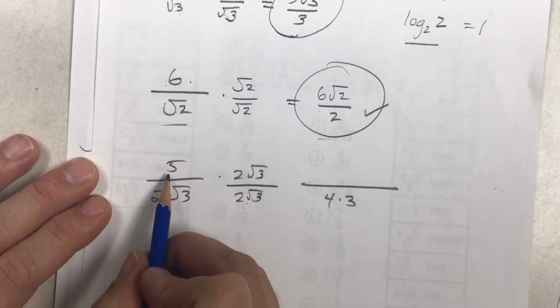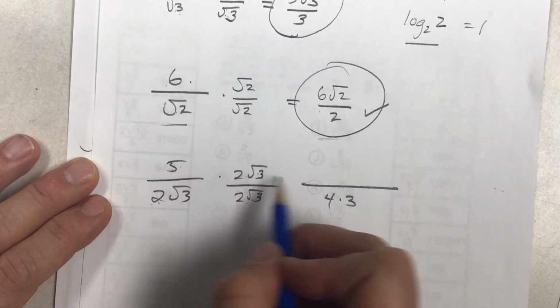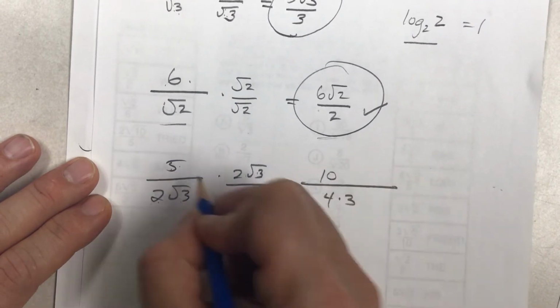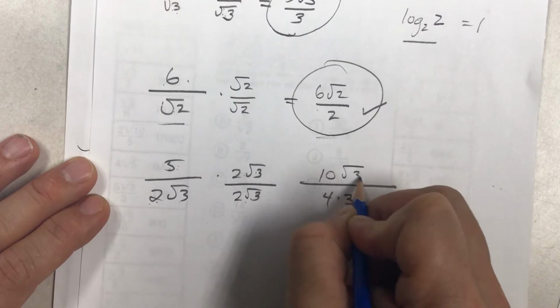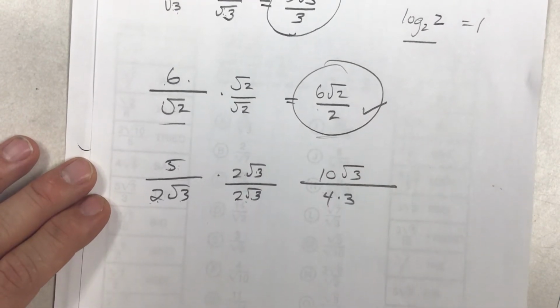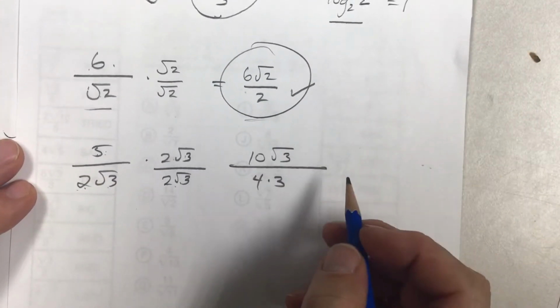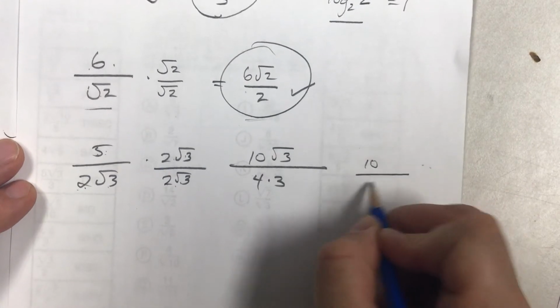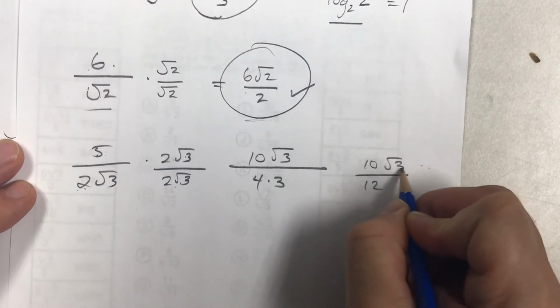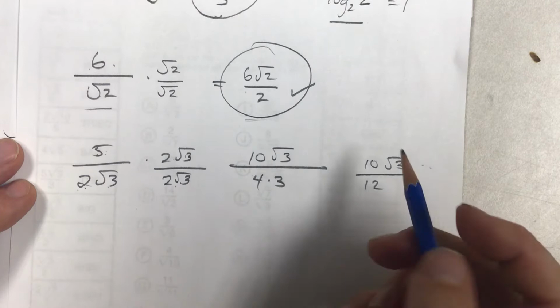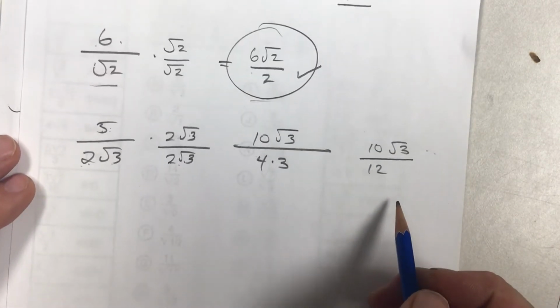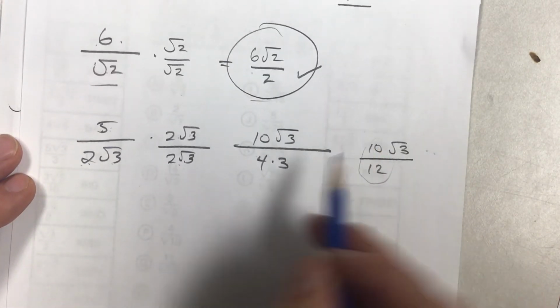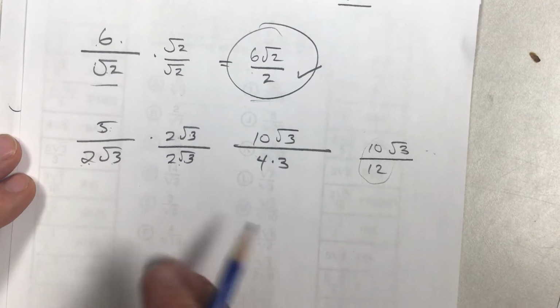And on the top, numbers with numbers and roots with roots. 5 times 2 is 10. Nothing with root 3 is root 3. And I'm almost done. So it'd be 10 over 12 with a root 3 on the top. And again, I'm not quite simplified. Why? 10 over 12 can be reduced.